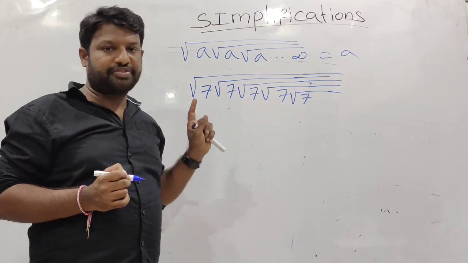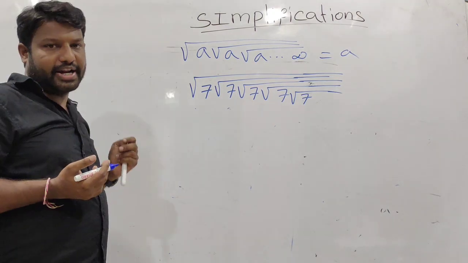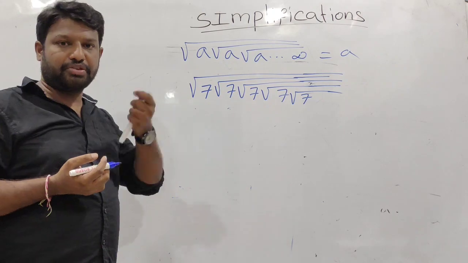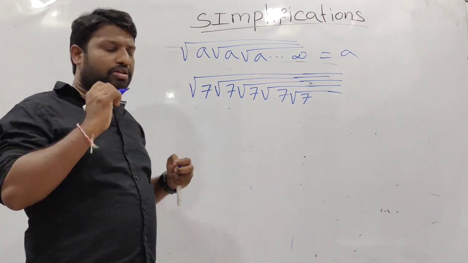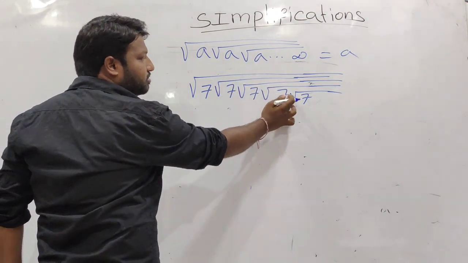But here the terms are not infinite. How many terms are there here? 1, 2, 3, 4, 5. Only 5 terms are there. Then how to do it directly? I will solve with the basic method. After that I will tell you the formula that you have to remember, so I will derive that formula. Now see this, first is root 7 into root 7 into root 7 into root 7 into root 7.